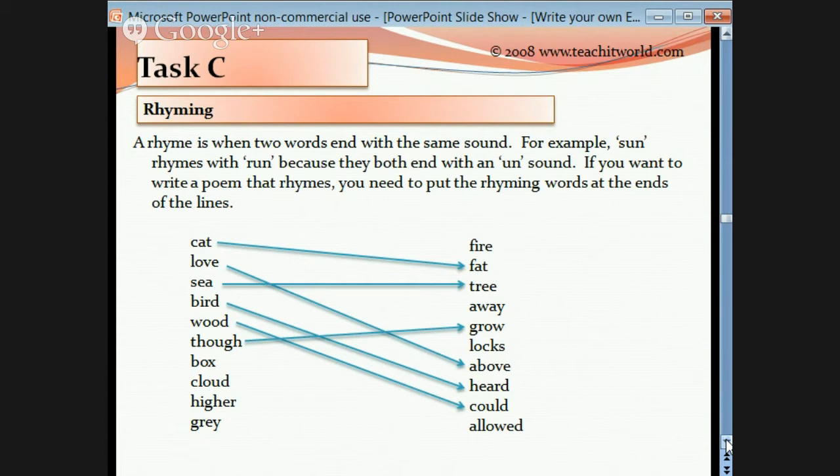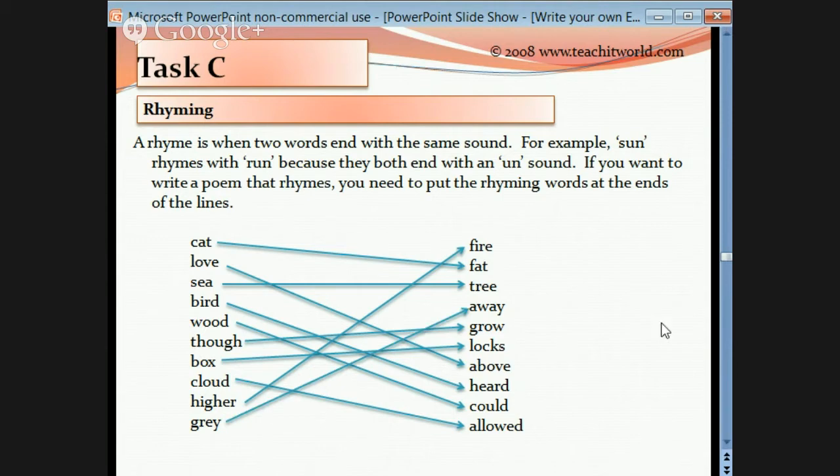How can you pronounce dough? Dough, like donut. Yeah, dough. Another good rhyme. Box. Locks. Good. Even though they don't look anything the same, their pronunciation is very similar. Cloud. Allowed. Good. You have a good ear. Higher. Fire. Good. And gray. Away. Very nice. Okay. Yes, you have a very good ear.